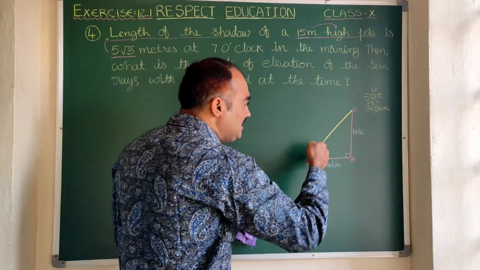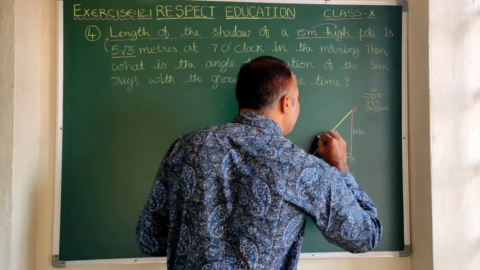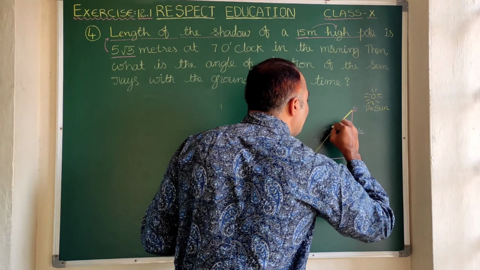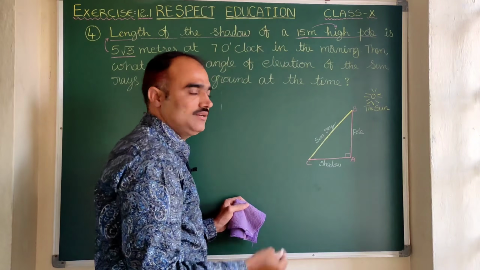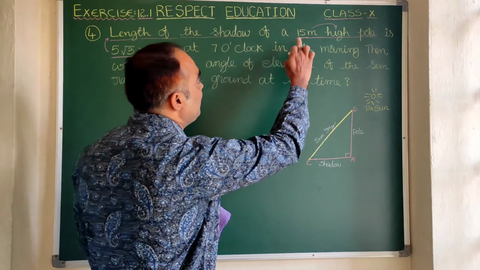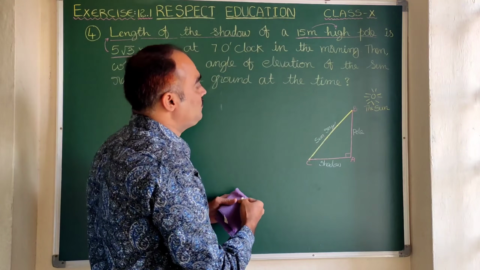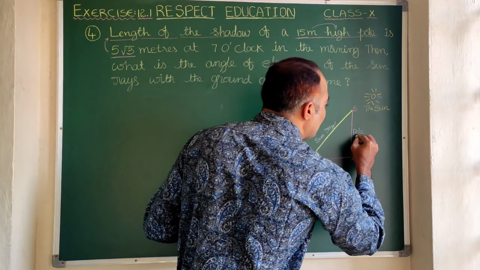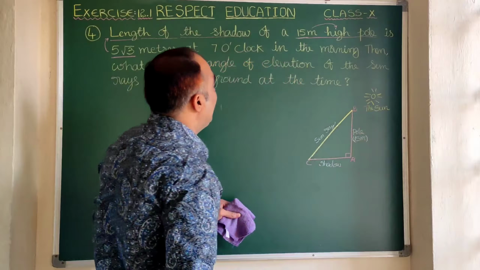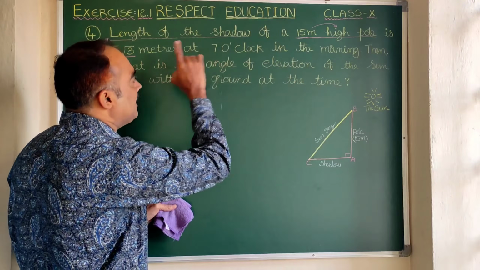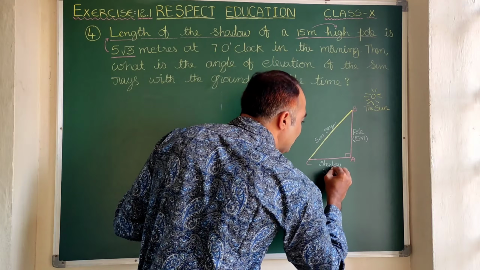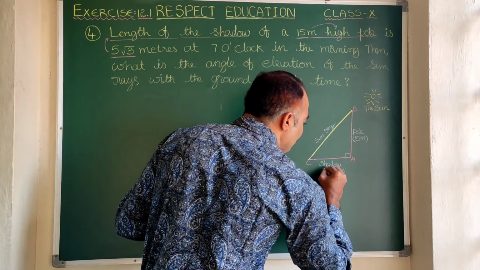And here BC indicates sun rays. This is one of the sun rays. So I am writing here sun ray or ray of the sun. Right. Now here let us understand where to write 15 meter. That is the height of the pole. So here 15 meter will come here. 15 meter is the height of the pole. And here 5√3 is the length of the shadow. Since shadow is AC, so 5√3 meter can be written here.